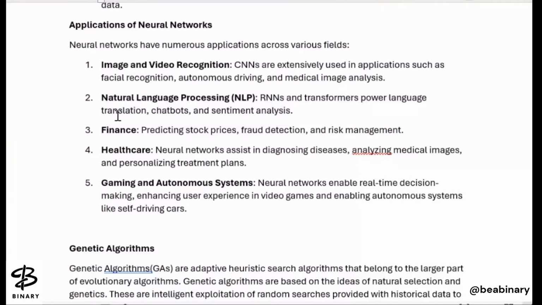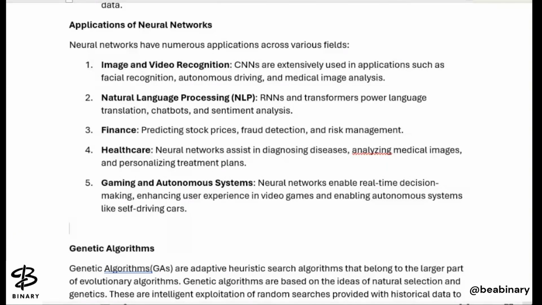Then finance: predicting stock prices, fraud detection, and risk management are other applications in finance. And in healthcare, neural networks assist in diagnosing diseases, analyzing medical images, and personalizing treatment plans. Gaming and autonomous systems: neural networks enable real-time decision making, enhancing user experience in video games, and enabling autonomous systems like self-driving cars.